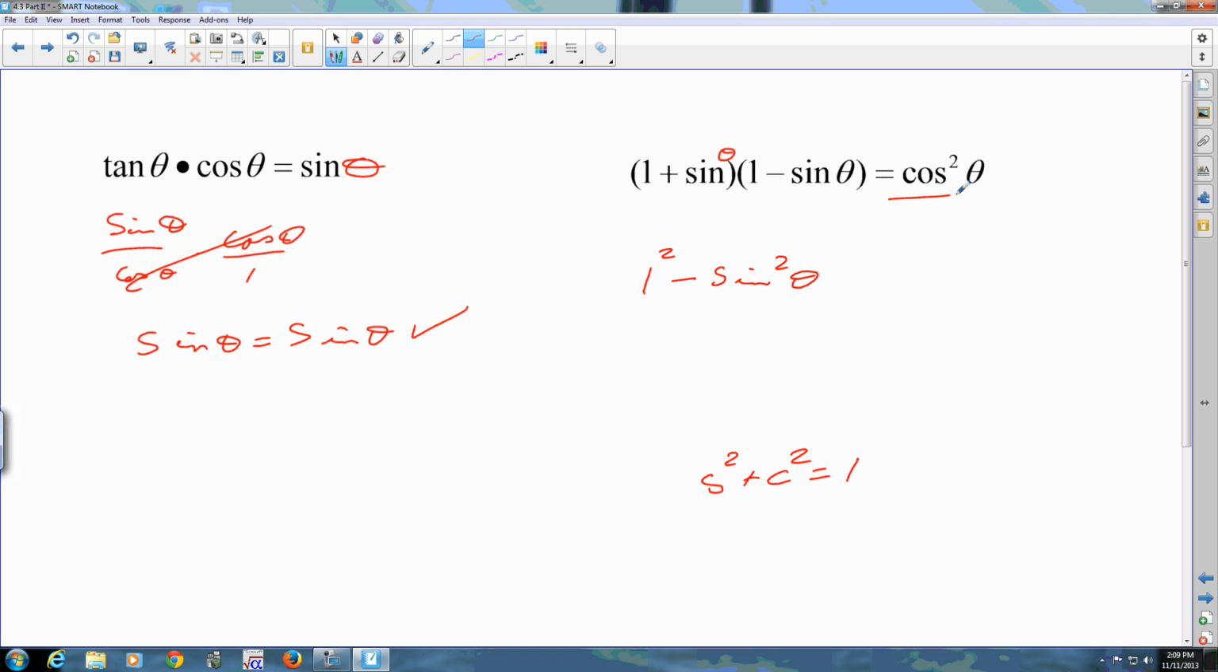Okay, you're supposed to leave the right side alone. So look at this. If I take the sine and subtract it to the other side, I get 1 minus sine squared. So this is worth cosine squared as required.